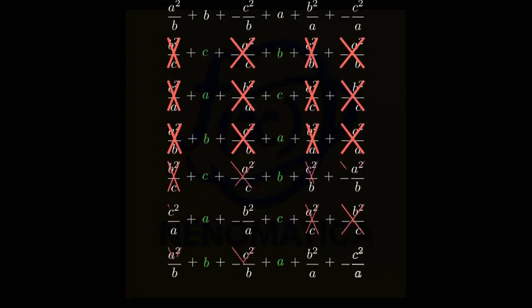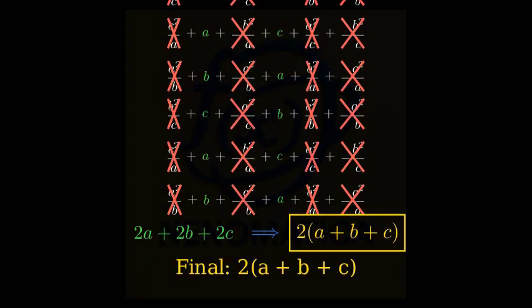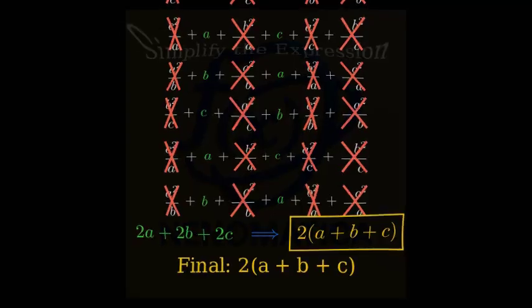The key ideas were symmetric splitting into unit fractions, careful distribution, and then recognizing perfect cancellations. The final simplified expression is 2 times (a plus b plus c).